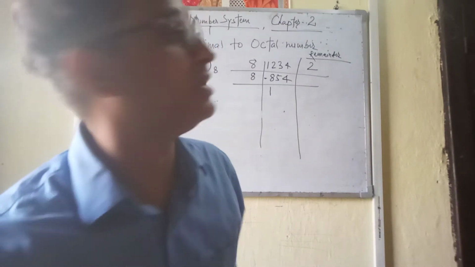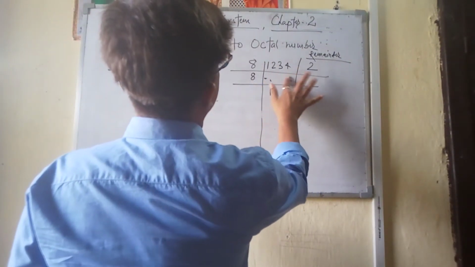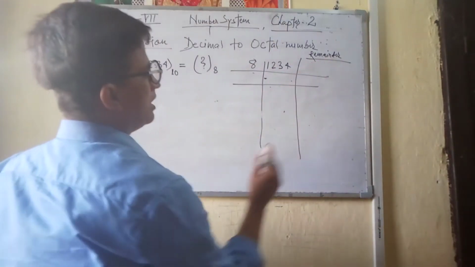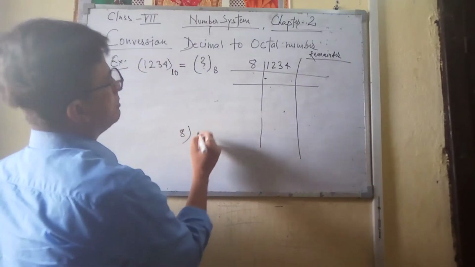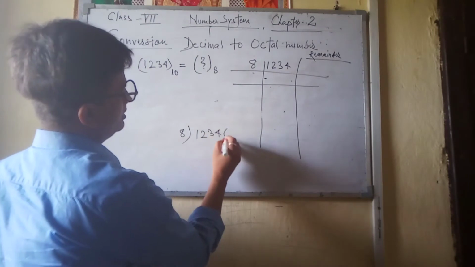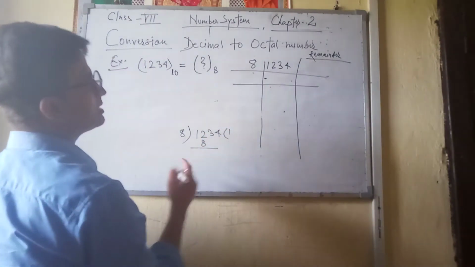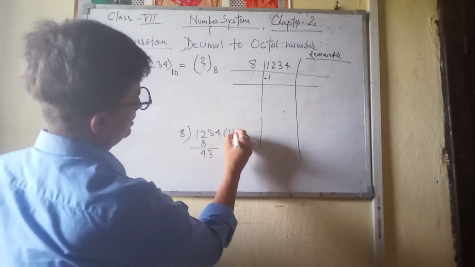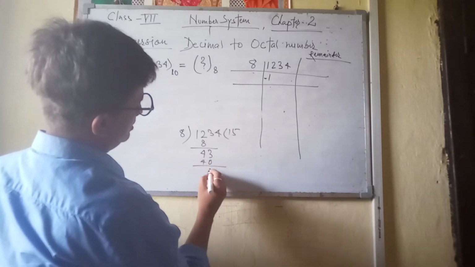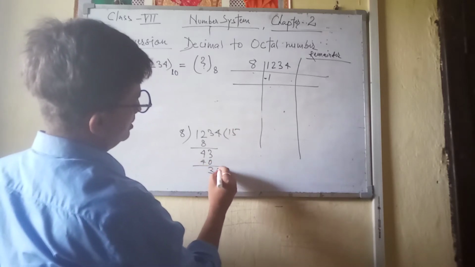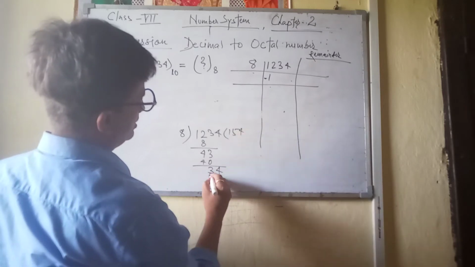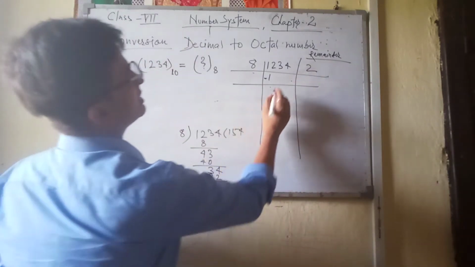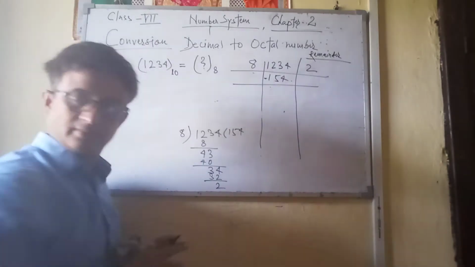Just a minute. I'm dividing 1234 by 8. What do we get? 8 ones are 8. Now this is 4, 3: 8 fives are 40. 3, 4: 8 fours are 32. Remainder 2. And here the quotient will be 154.